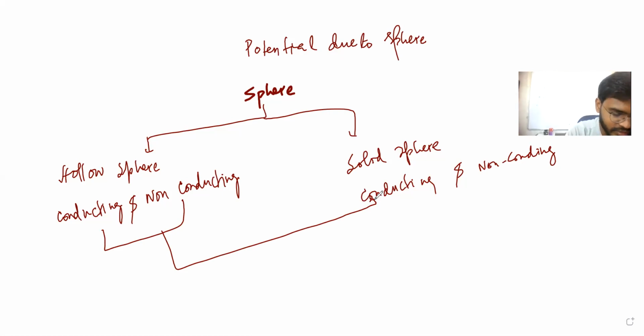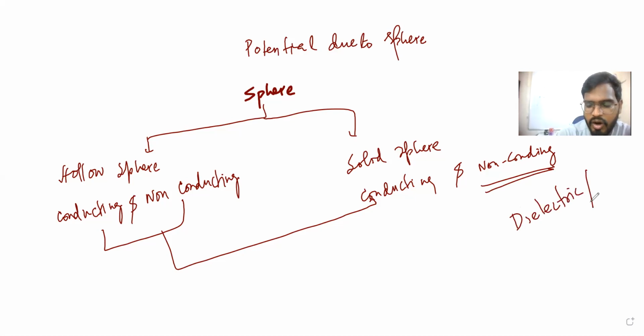Potential due to a solid non-conducting sphere, we can say it is dielectric, or we can say insulating also. This thing we should know here. Okay, let's start. Surface charges and all we'll see here now.